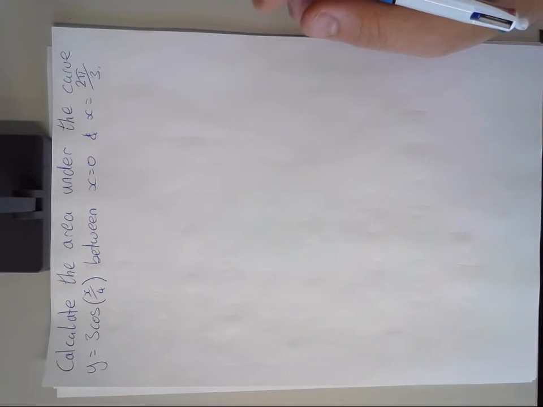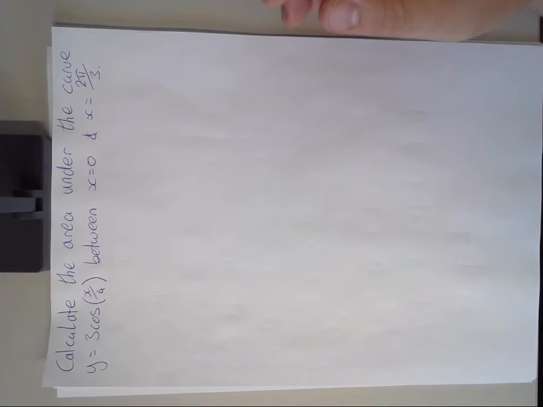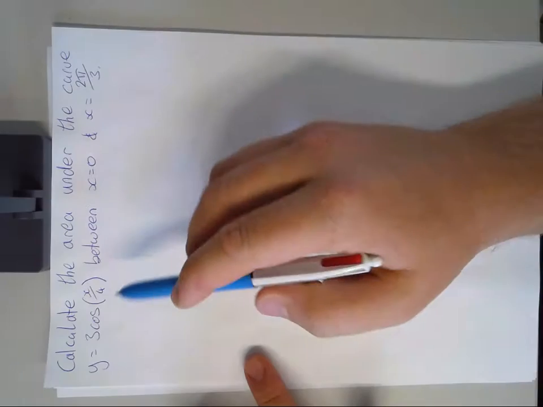So just another area under the curve question, again calculator free, but this one is a little bit trickier and you need to use your knowledge of trigonometry and sine and cosine graphs to work this one out. So to calculate the area under the curve of y equals 3 cos of x on 4 between 0 and x equals 2 pi on 3. So how we need to do that to start, we need to integrate this.